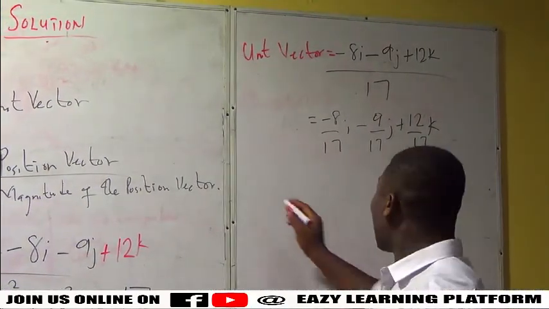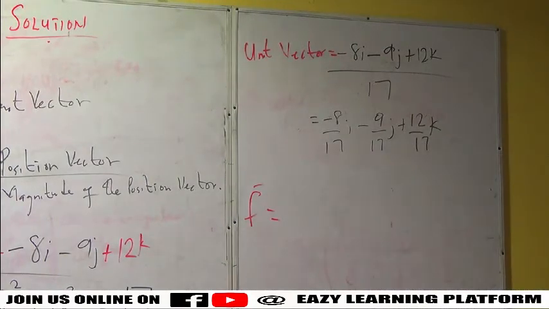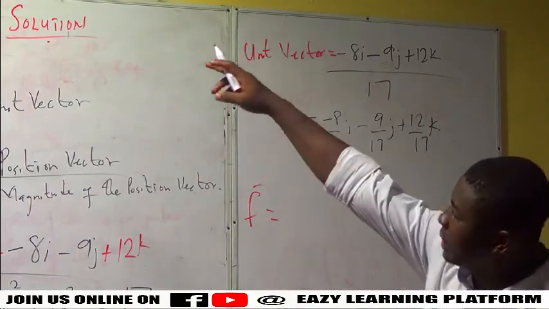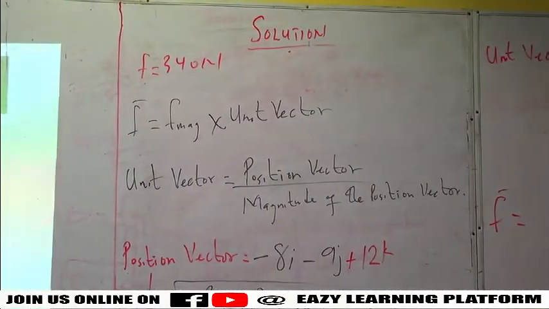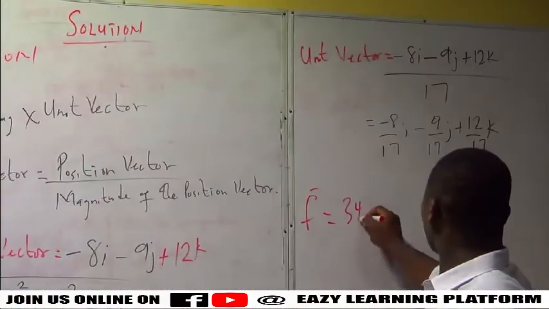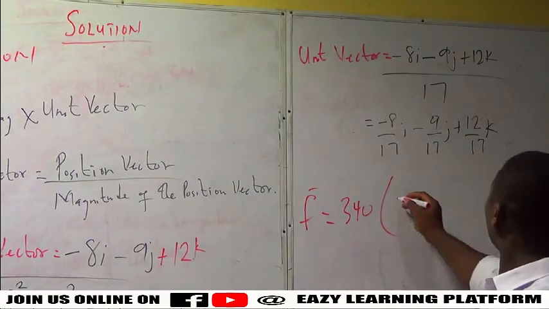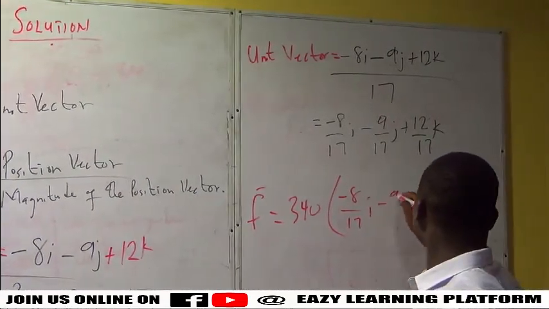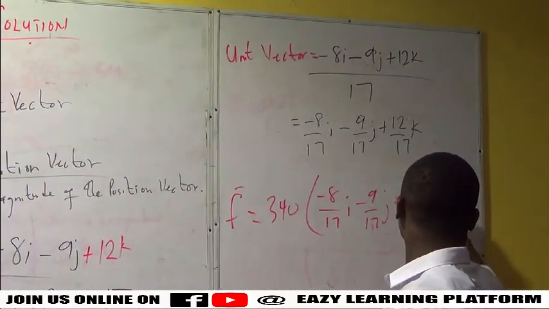Now, what will be our Cartesian vector? It's the magnitude times the unit vector. What is our magnitude? 340 Newton. 340 Newton is our magnitude. So we have 340 multiplied by the unit vector: minus 8 over 17 i minus 9 over 17 j plus 12 over 17 k.